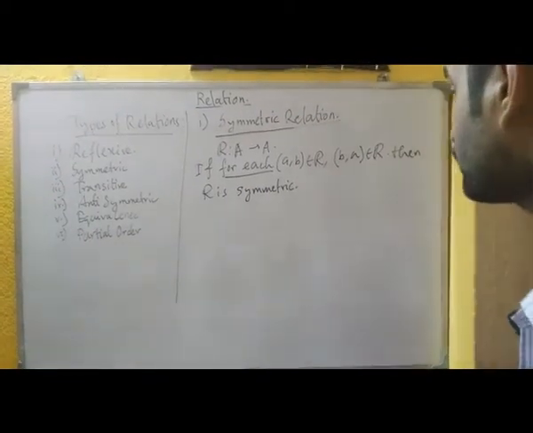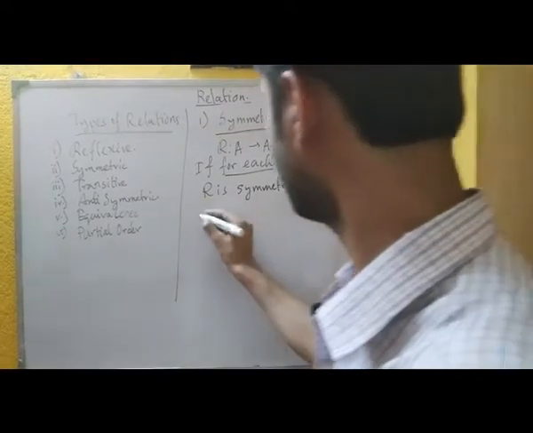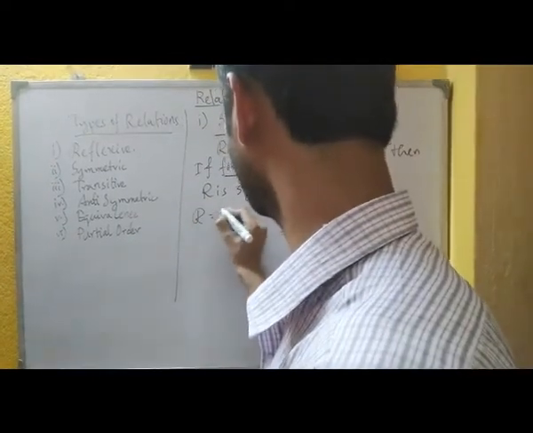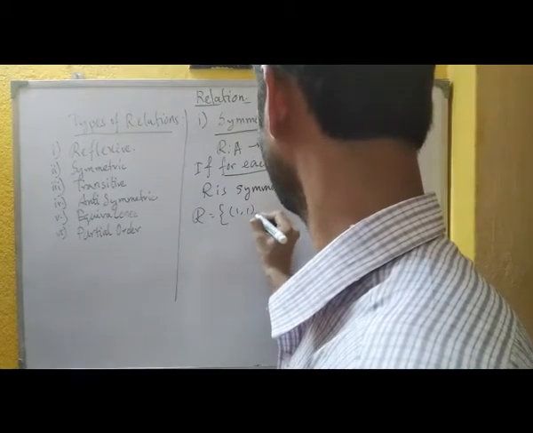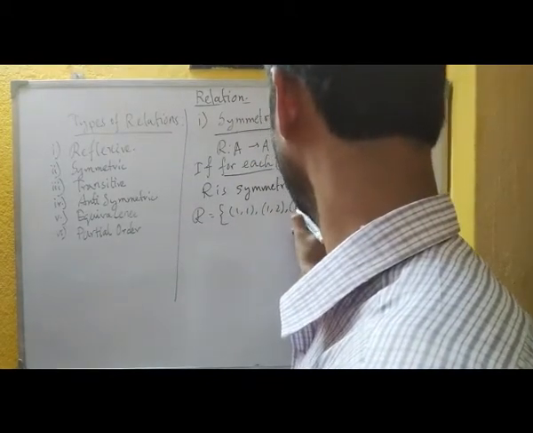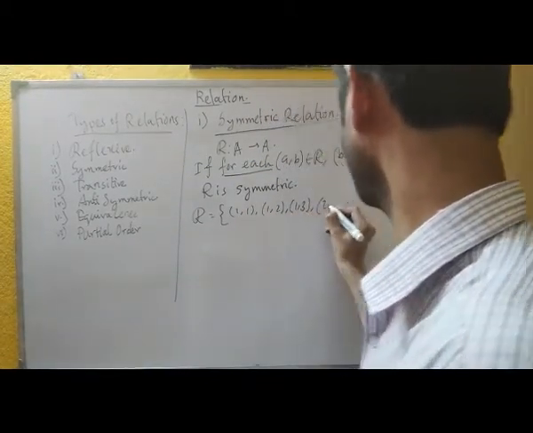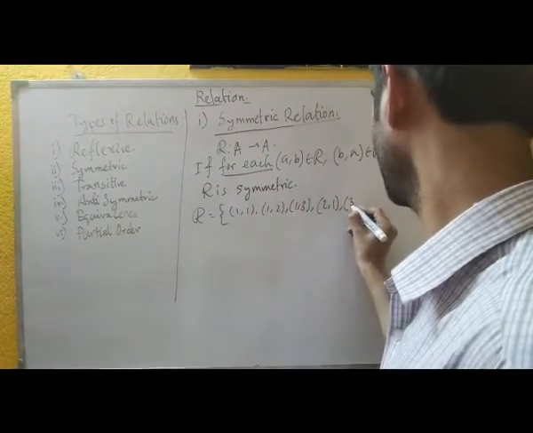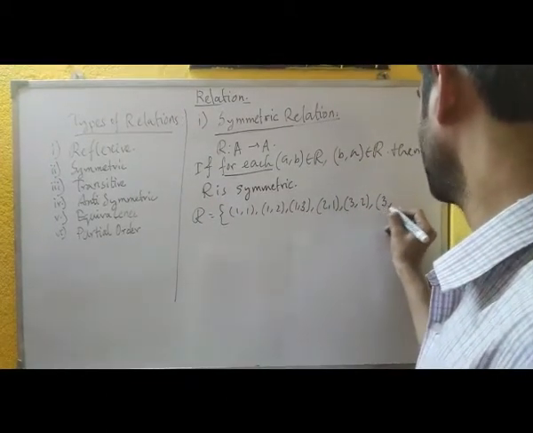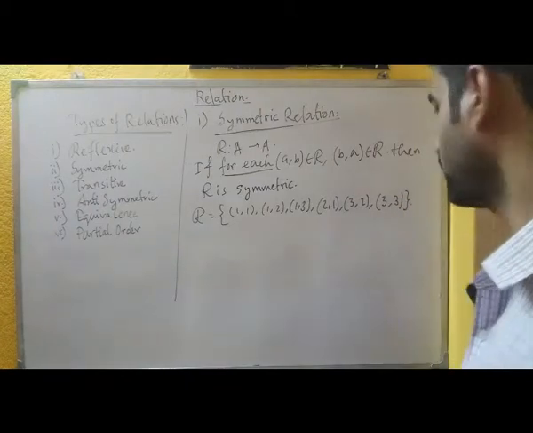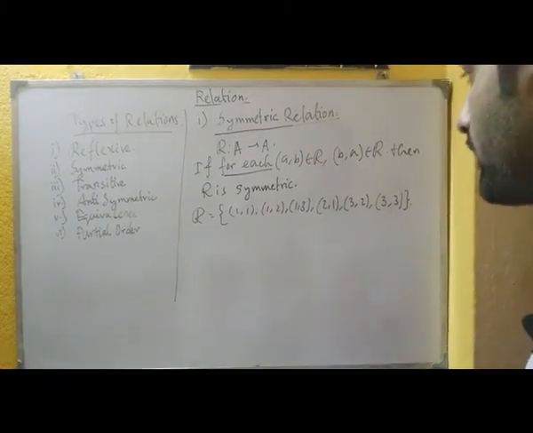So let us see whether the previous relation, that is R equal to {(1,1), (1,2), (1,3), (2,1), (3,2), (3,3)}, whether this relation is symmetric or not.